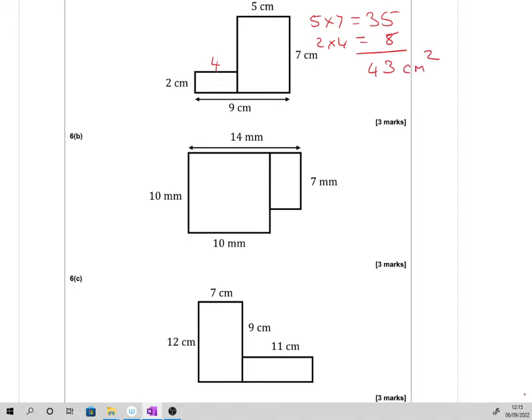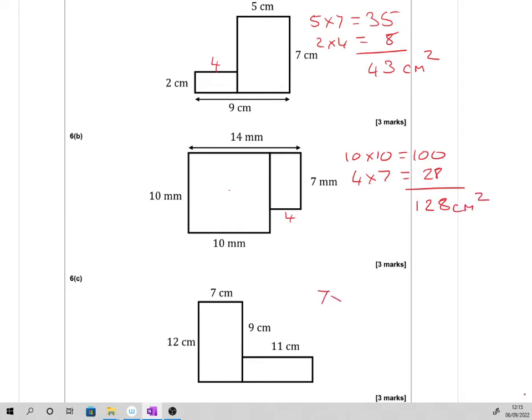And this one, we've got 10 times 10, which is 100. That's that bit. And this bit is 10, that's 14, so that must be 4. And we got 4 times 7 is 28. Add them together, 128 centimeters squared.